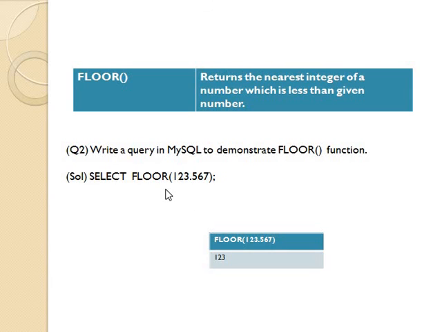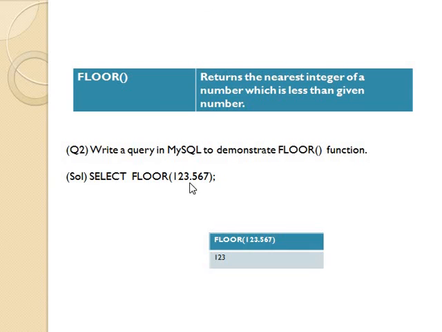And here is the query for this question. It says select floor of 123.567. Now the given number specified here is 123.567, which is a decimal number. Now if you are required to find the nearest integer which is less than this given number, then you have to note one thing, that integer is any number which can be positive, negative or 0. It cannot be a decimal number.